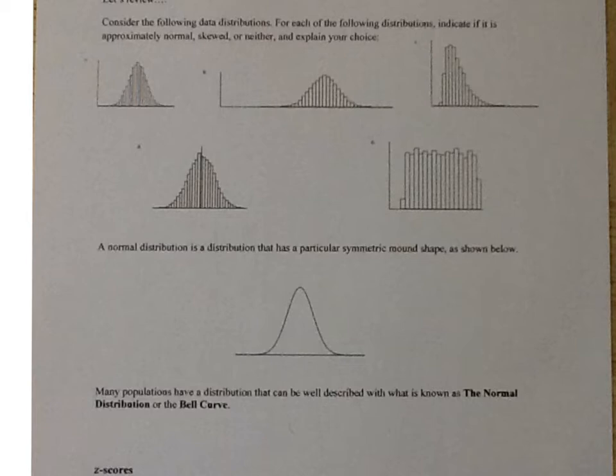So number one is normal, symmetric. Okay, this is a normal curve. And the reason why is because it's symmetric. And notice it looks like a mound. It's mounded shape. All right, let's take a look at B. B is also normal. Okay, it's symmetric. This also has a mound shape.